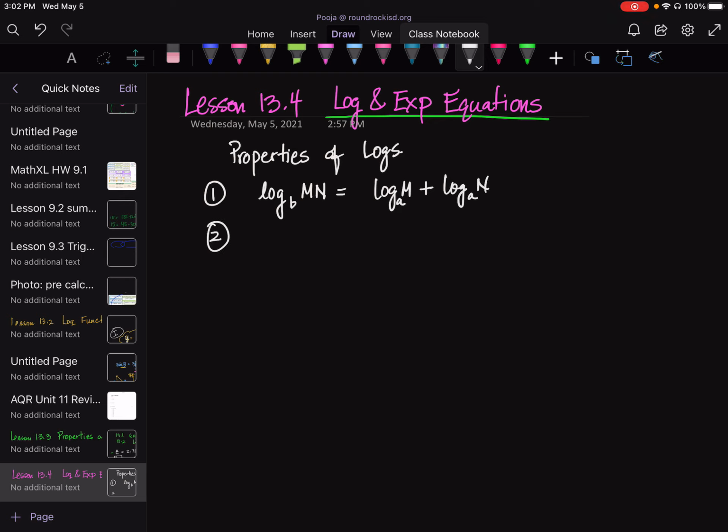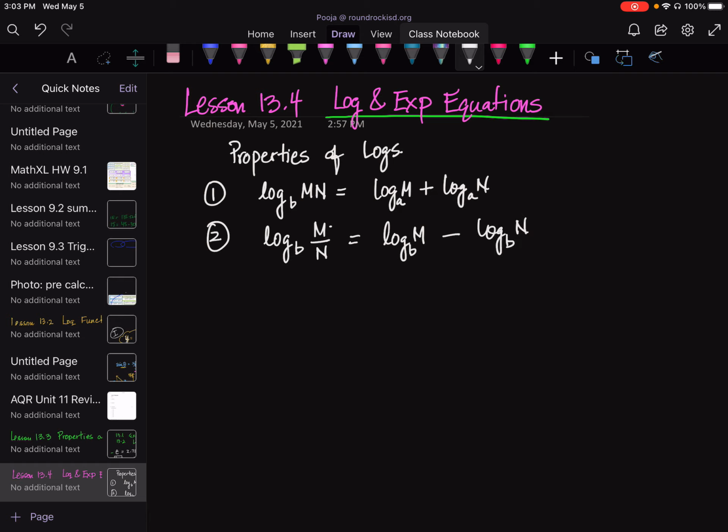Number two was the division property, which said if we are taking the log of a quotient, m divided by n, with base b, then that is the same as the difference of the individual logs. Log of m comes first, the numerator comes first, keep in mind same base, minus log of the denominator with the same base.